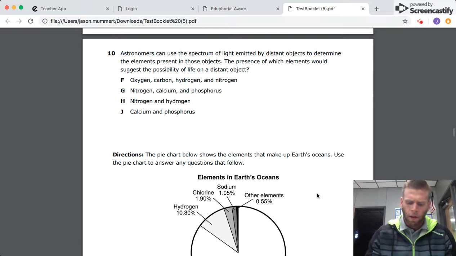Number 10. Astronomers can use the spectrum of light emitted by distant objects to determine the elements present in those objects. The presence of which elements would suggest the possibility of life on a distant object? F. Oxygen, carbon, hydrogen, or nitrogen. G. Nitrogen, calcium, and phosphorus. H. Nitrogen or hydrogen. Or J. Calcium and phosphorus.